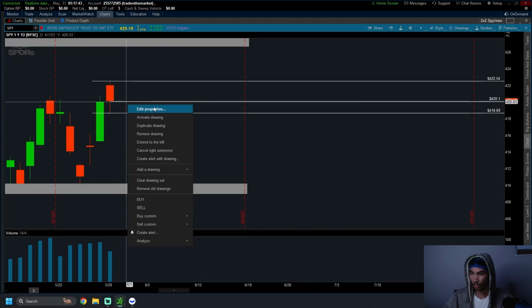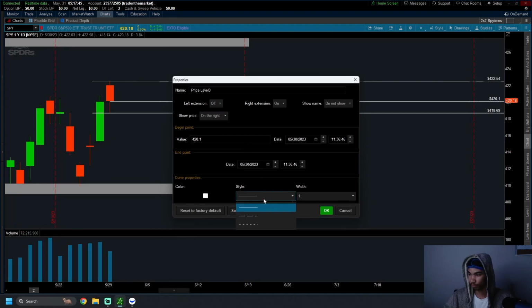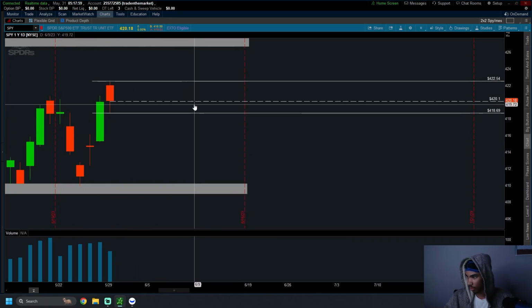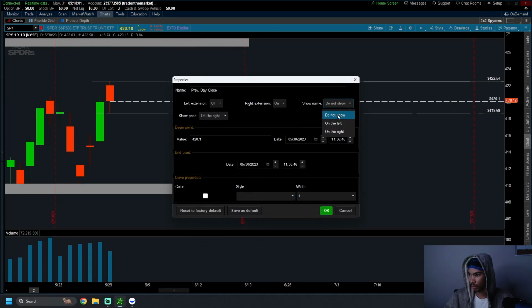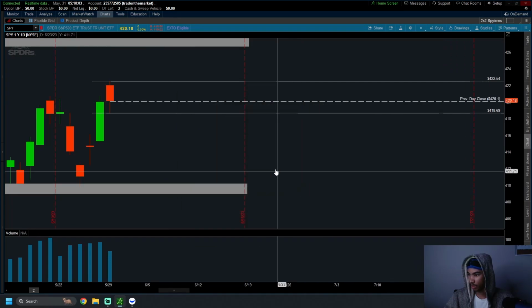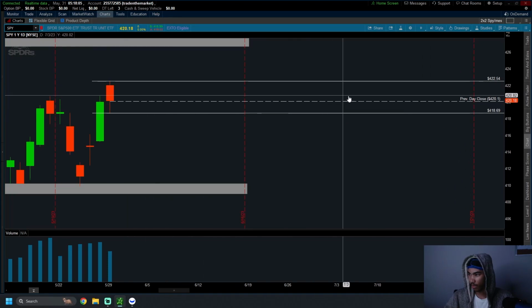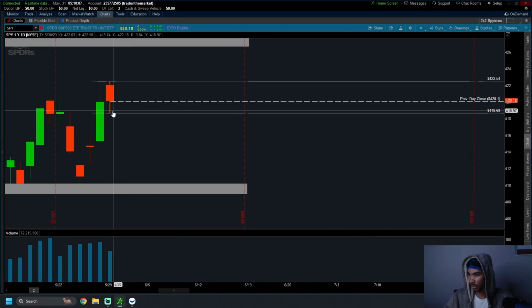We're also going to use candle closes low here, or we're going to mark it at least. I'll mark it with a dotted line, and we're going to rename it to previous day close there, and we're going to put the name on the right. Previous day close at 420.10.